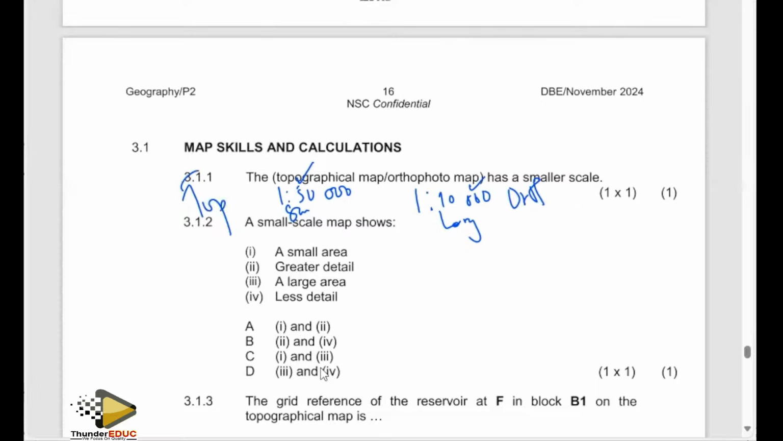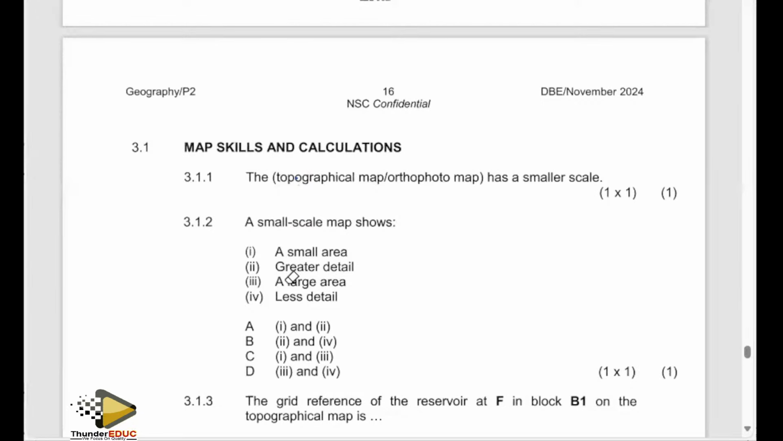So the question is saying which one is a smaller scale. So the correct response is topographical. It is a small scale. Topographical, in this instance, is our small scale when we are comparing those two maps. So the correct response is topographical for the first question. The topographical is the one that has got a smaller scale. Right, going to the next question.